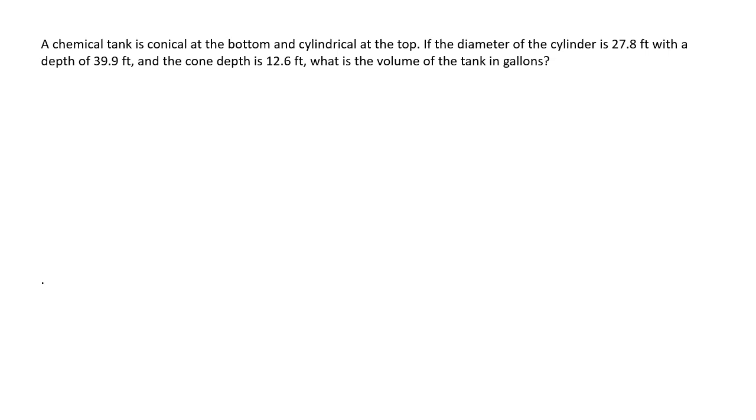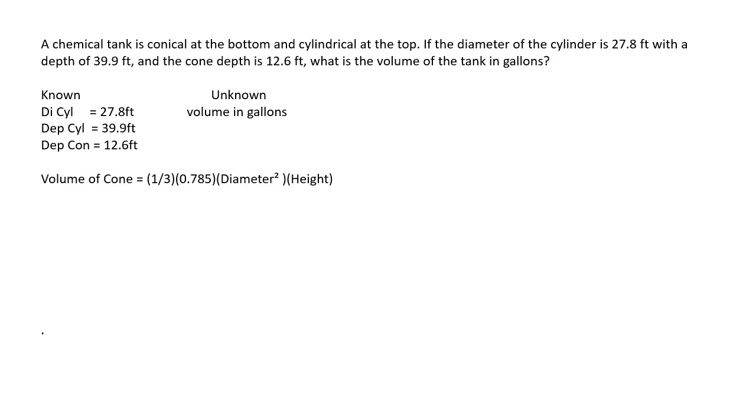A chemical tank is conical at the bottom and cylindrical at the top. If the diameter of the cylinder is 27.8 feet with a depth of 39.9 feet and the cone depth is 12.6 feet, what is the volume of the tank in gallons? So start by pulling your known and unknowns out. The diameter of the cylinder, 27.8 feet. The depth of the cylinder is 39.9 feet, and the depth of the cone is 12.6 feet. Again, we're looking for the volume in gallons.